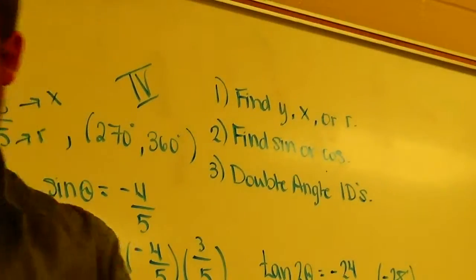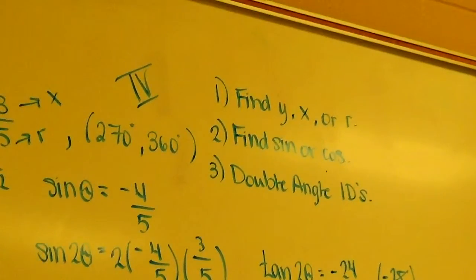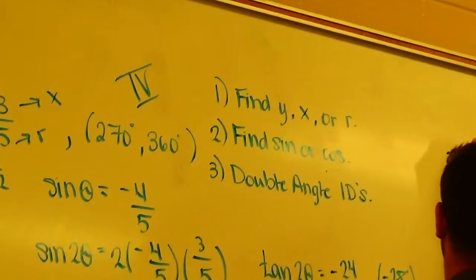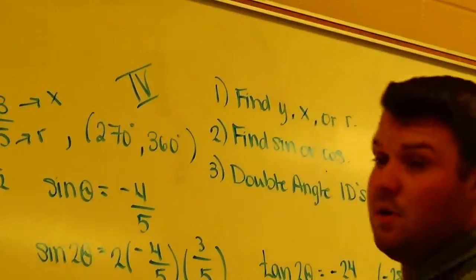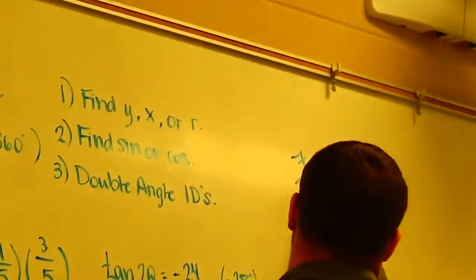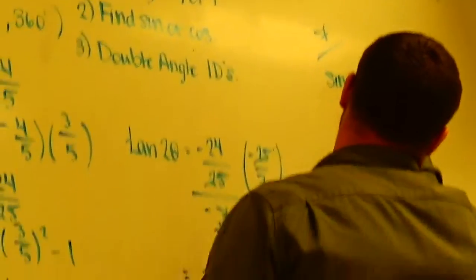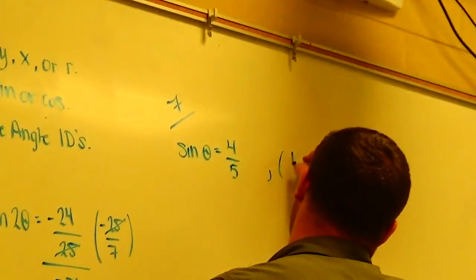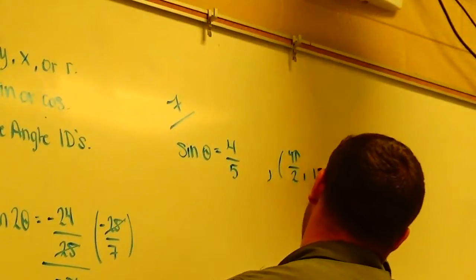Okay, let's look at a different one. Let's look at a sine problem. Let's look at number 7. We've got the sine of theta equals 4/5, on the interval pi over 2 to pi.